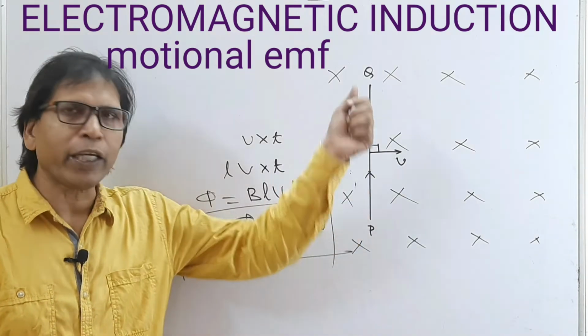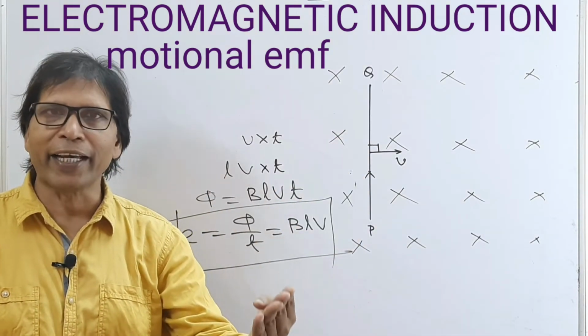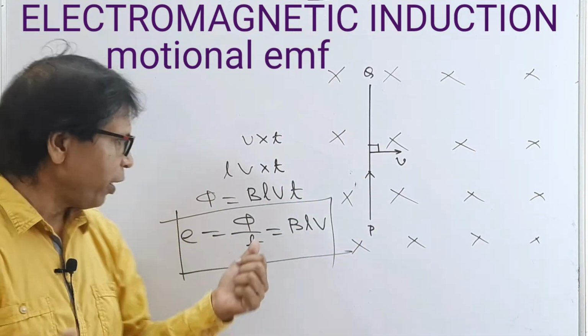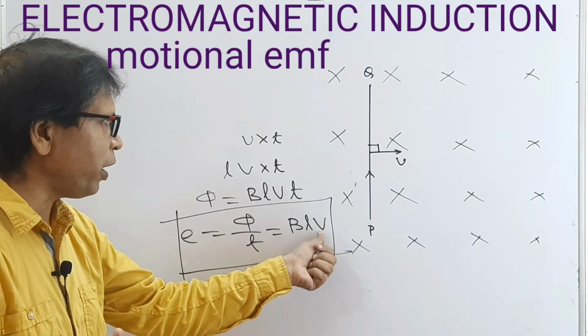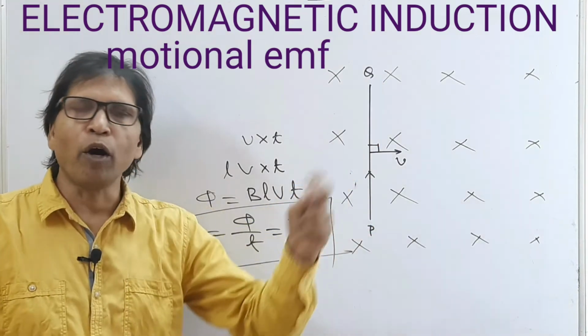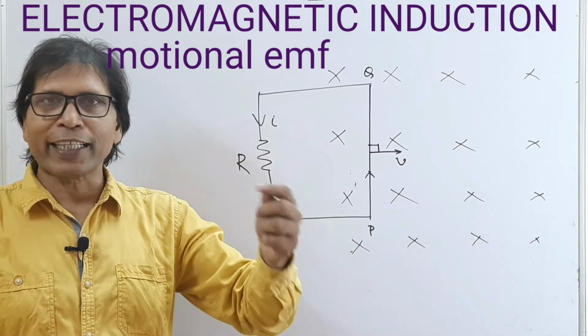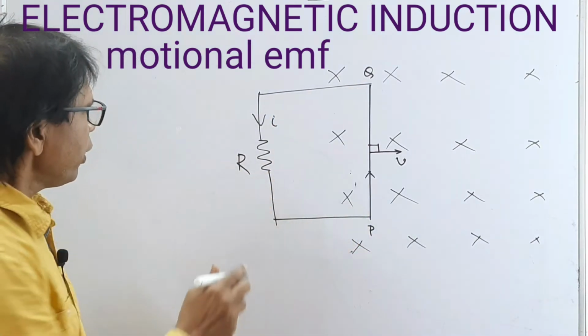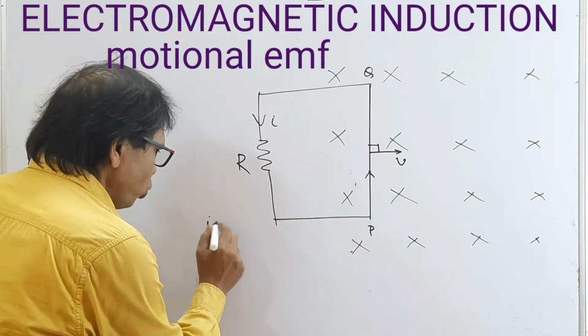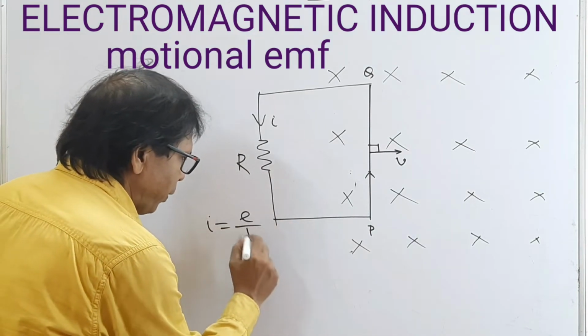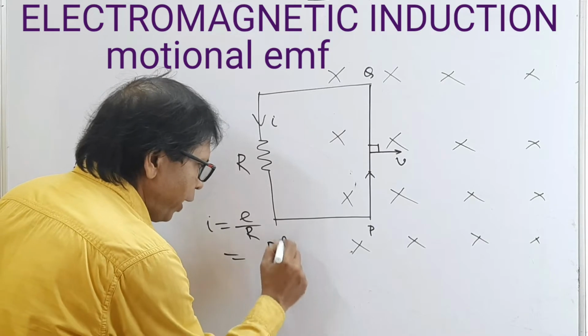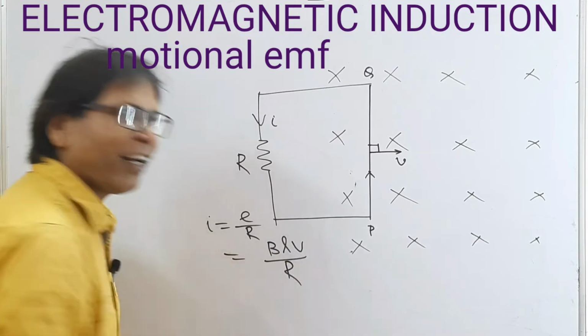So, the rod PQ behaves as a battery of EMF E equal to BLV, which sends current from P to Q. Now, if a resistance R is connected with PQ, then the current through R is E by R. So this is BLV divided by R.